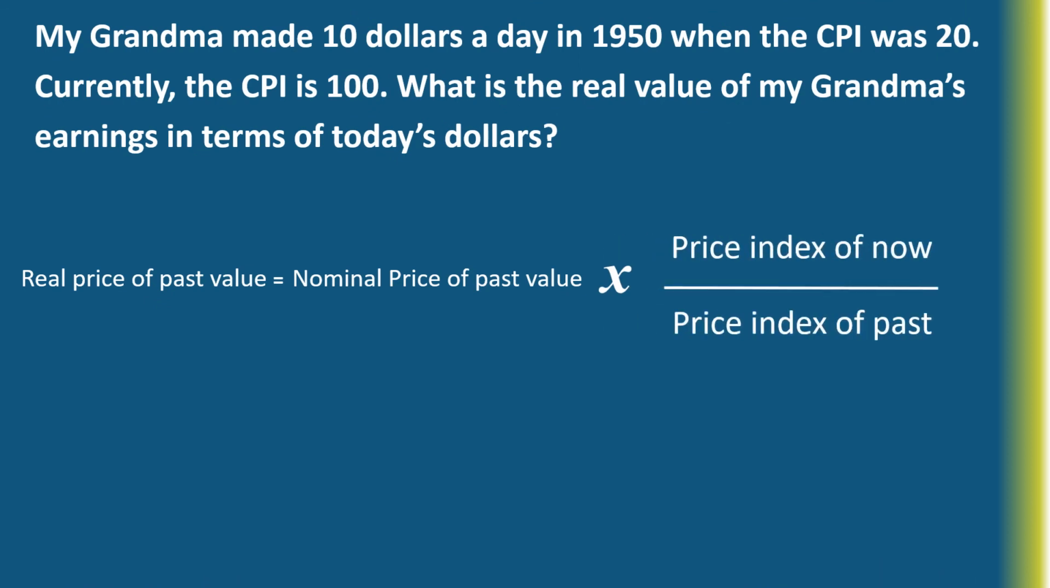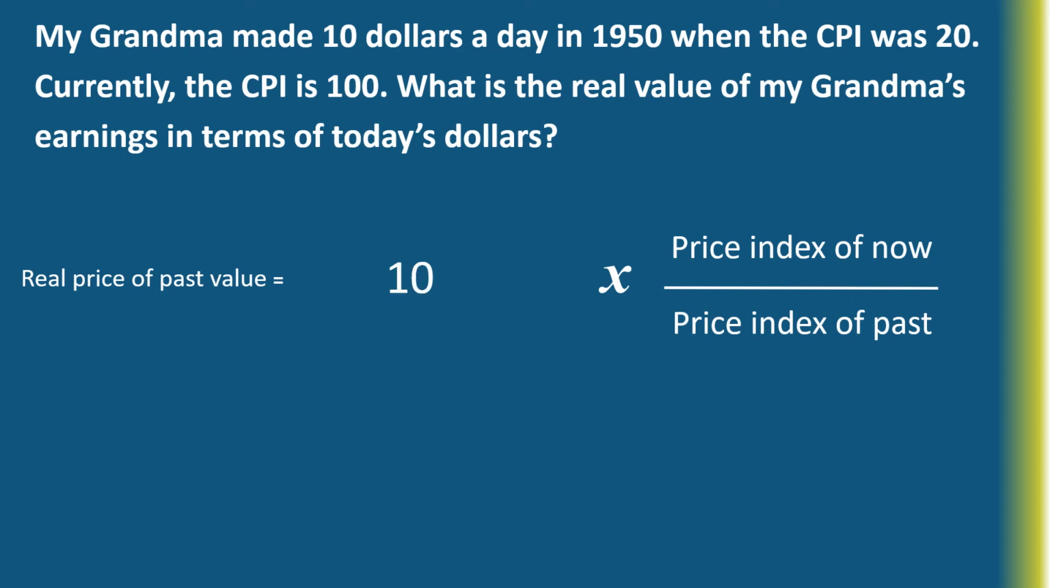So we would take that formula: the real price of the past value is equal to the nominal price of the past value times the price index of now divided by the price index of the past. If we know that my grandma made this $10 a day in 1950 when the CPI was 20, and currently the CPI is 100, what is the real value of my grandma's earnings in terms of today's dollars? Well, let's just start plugging in the variables that we know.